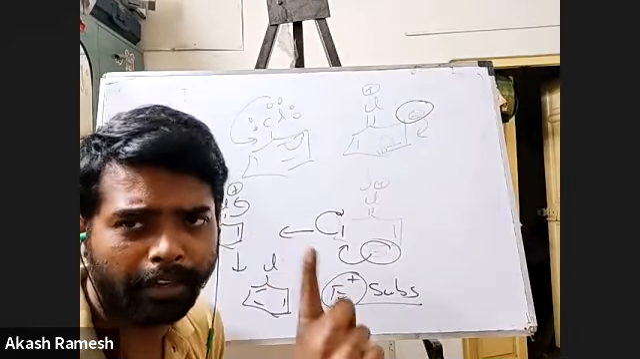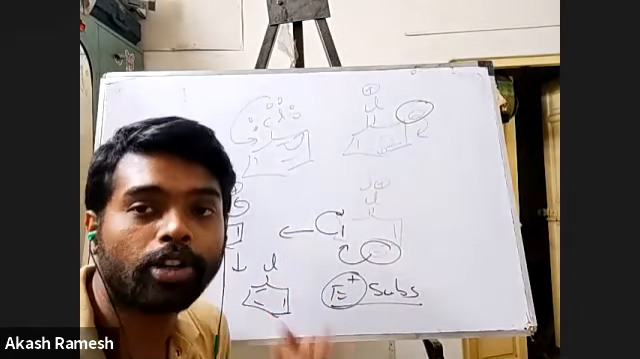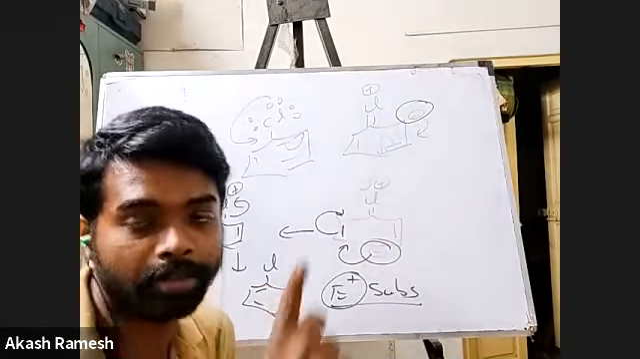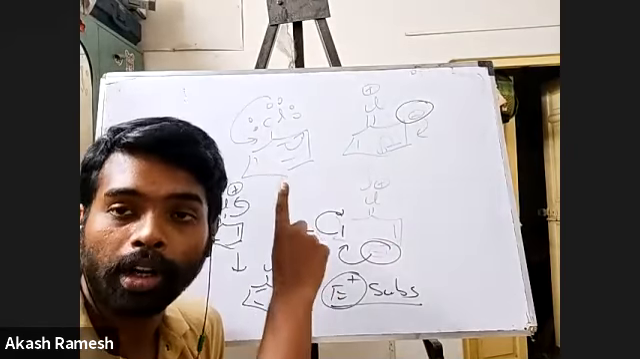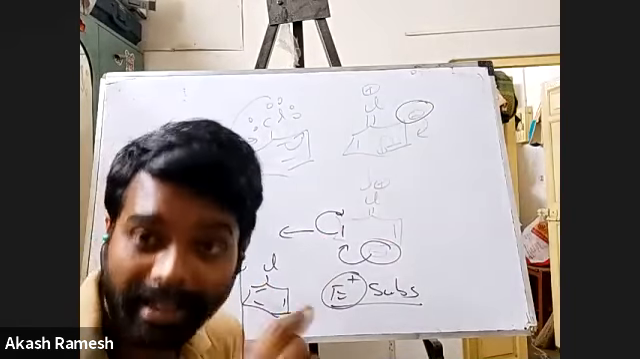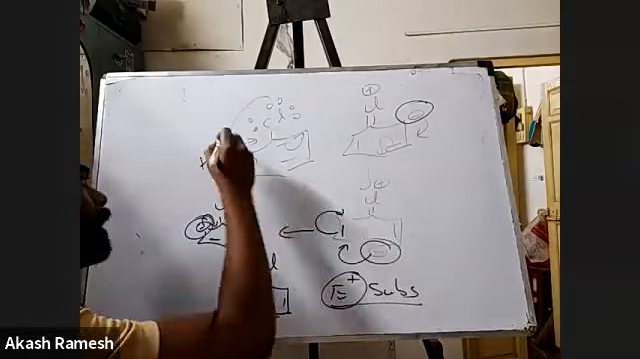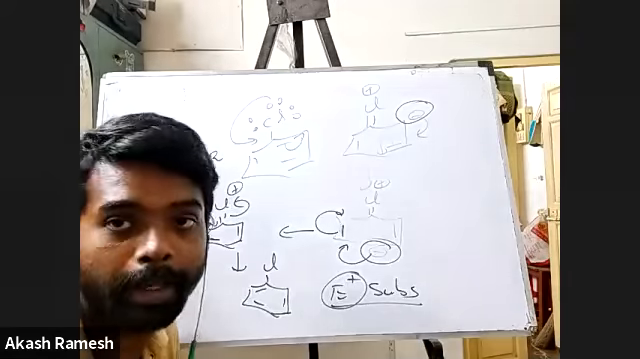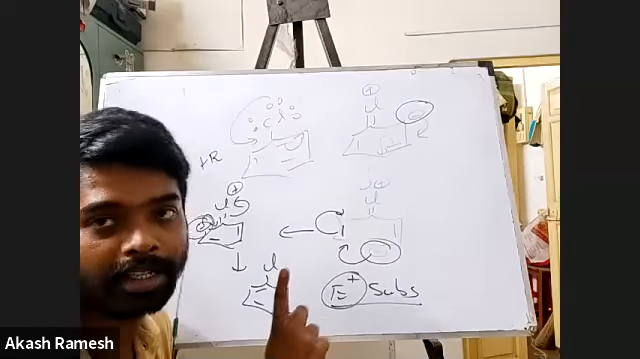If it was a normal electron withdrawing group by resonance... See here, chlorine is electron withdrawing by inductive effect, but by resonance, it gives a plus R effect. Plus R effect means it donates electrons to the benzene. That is the reason.